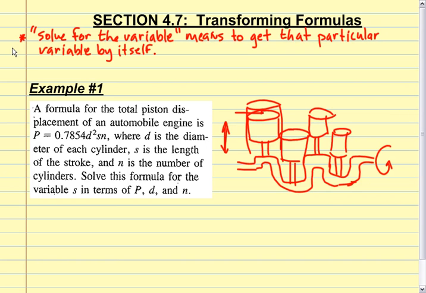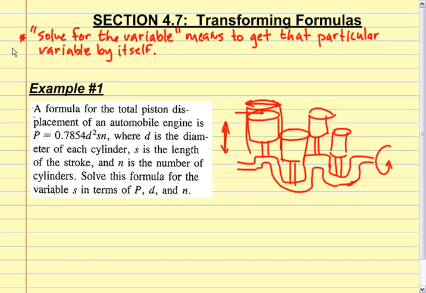Okay. A formula for the total piston displacement, like how far it moves, of an automobile engine is this. P equals 0.7854 D squared SN. Where D is the diameter of each cylinder, right? The distance across the cylinder, that's the diameter. S is the length of the stroke, like how far the piston moves up and down. And N is the number of cylinders. Well, we have 4 cylinders, right?